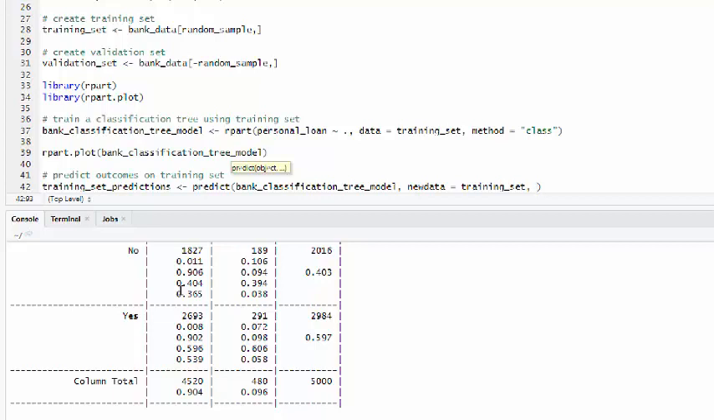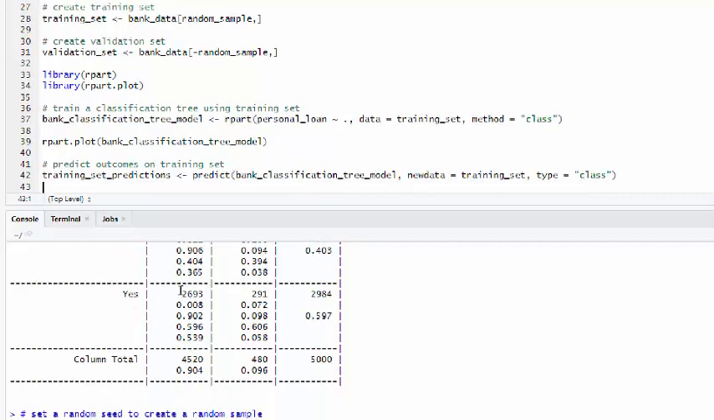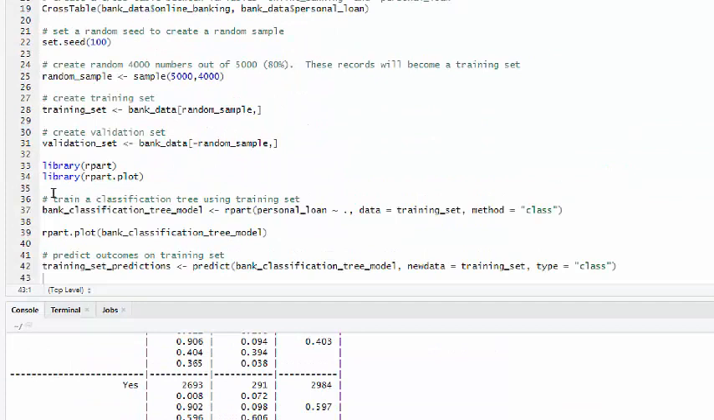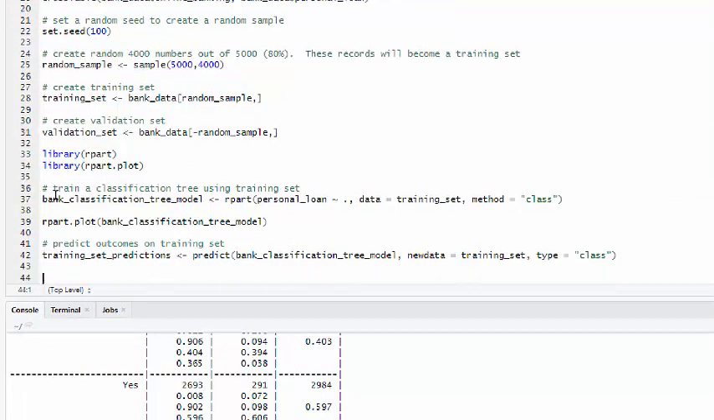All right, so training set, and now I have to say type of the prediction equals class, meaning that the result should be yes, no, and not a number. Okay? Alright, go ahead and run this line. Control Enter, or just simply click the run button. And there you go. You should not see any red color. If it's all blue, that means things worked out beautifully, okay?